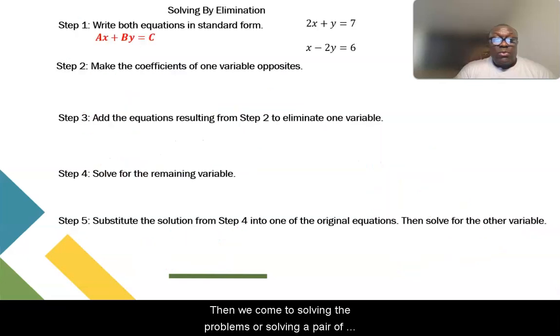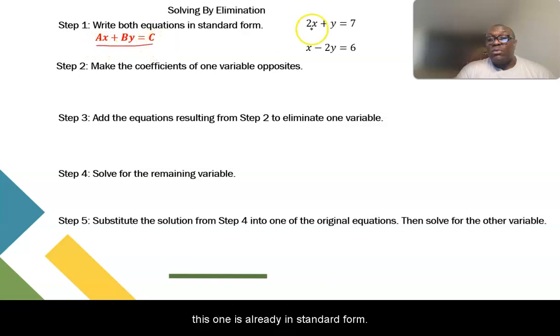Then we come to solving a pair of equations by elimination. The first step is to write both equations in standard form, and notice that these ones are already in standard form. Standard form is ax plus by equals c. This one is already in standard form, and this one is already in standard form.